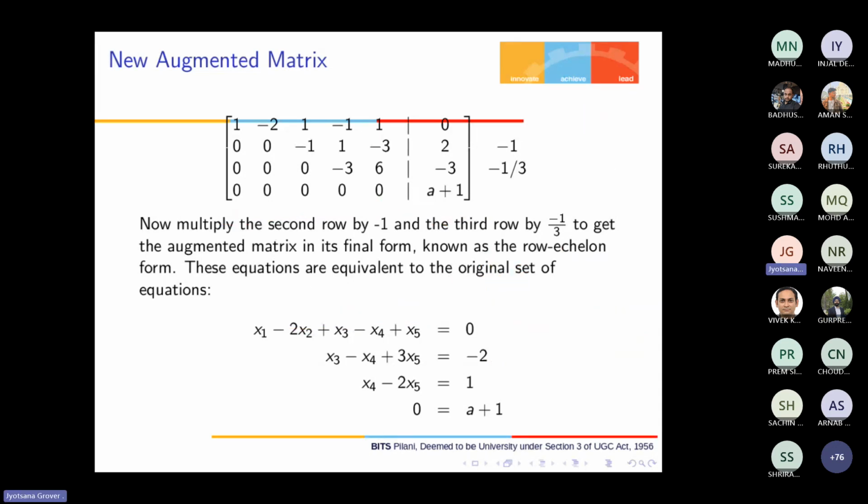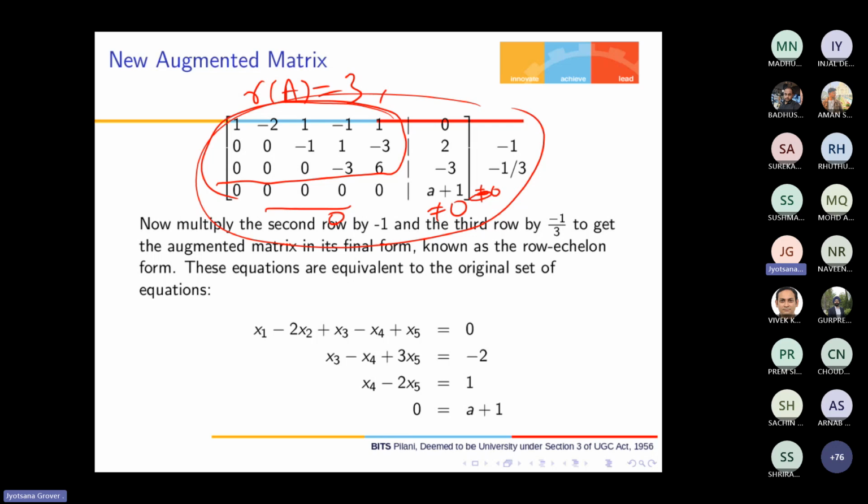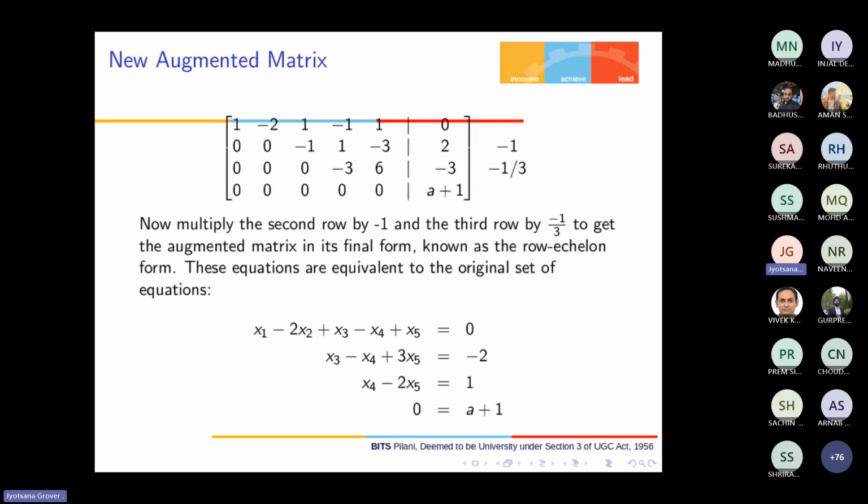Here it is non-zero, here it is non-zero, but here it is 0. So the rank of A is only 3, the number of non-zero rows, but the rank of the augmented matrix is 4. They are not equal, so that's why the solution is inconsistent. But this will happen only when A is not equal to -1.